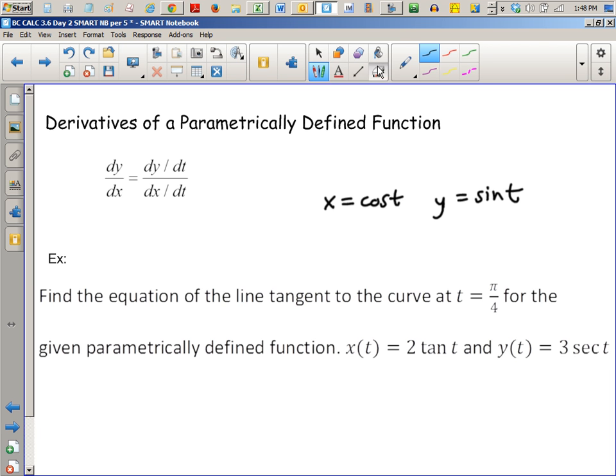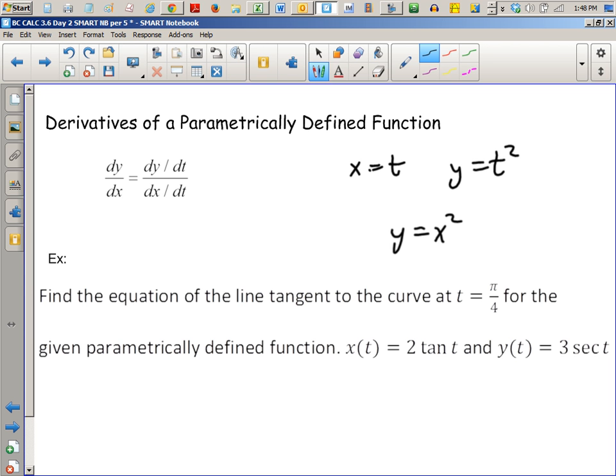Like, for example, I could write a parabola like this. I could say x is t, and y is t squared. This is the same as y equals x squared. Right? Because if x is t, then I can come over here and change this to an x. See? So by substitution, when you're given parametrics, like let's say these two, x equals t and y equals t squared, if you're given that, you can use substitution to put it together and form a y versus x formula. Okay?